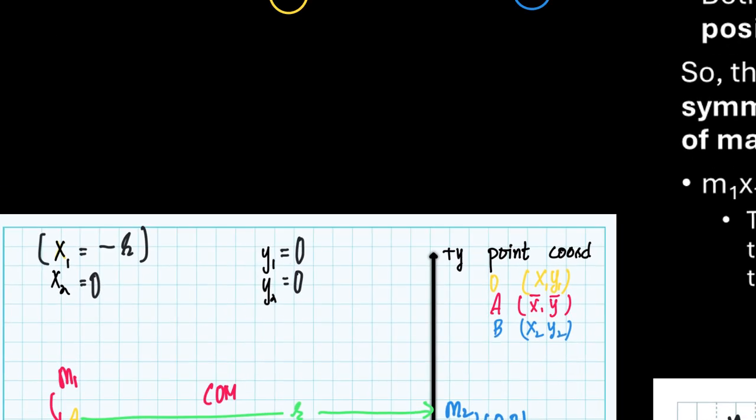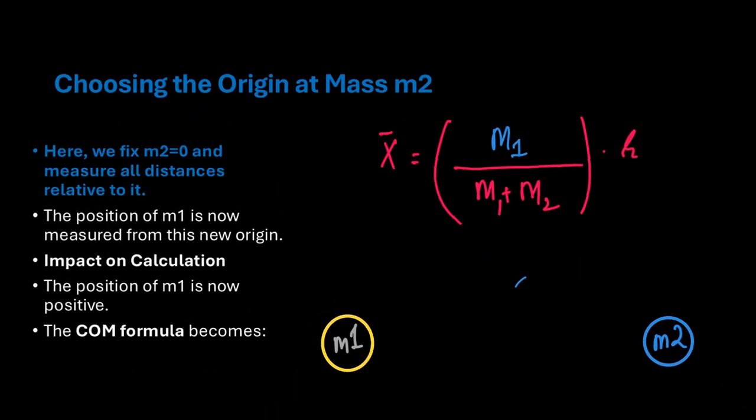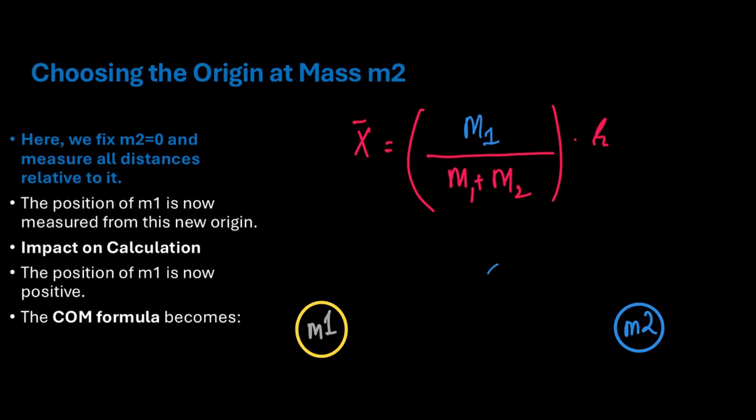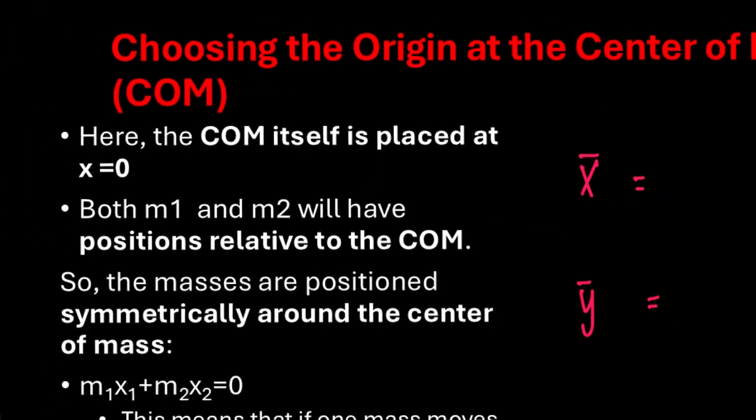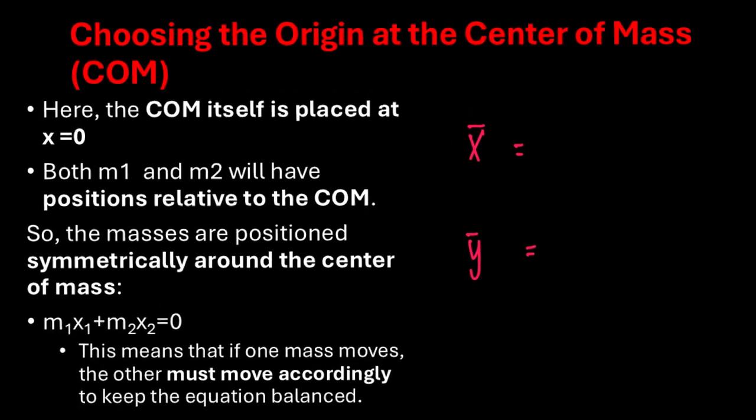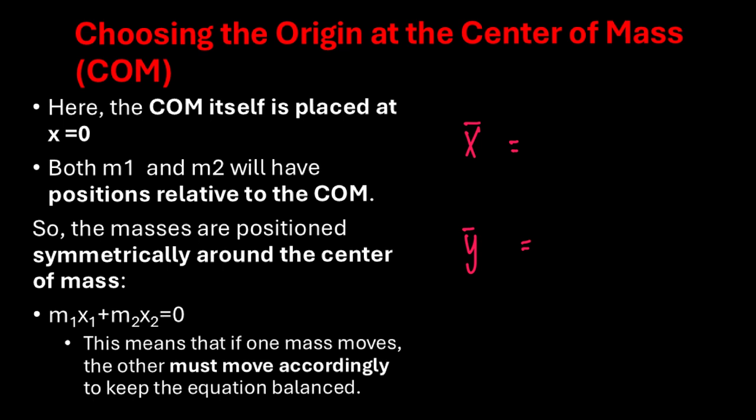Okay, so what is x bar? X bar, oh wait, I have a mistake here. So x bar should be equal to minus m1 into r divided by m1 plus m2 when m2 is considered to be the origin. Now comes the most important point here, which is choosing the center of mass itself as the origin. Now here we know that since center of mass is the origin, x bar should be equal to 0 and y bar should be equal to 0 as well.